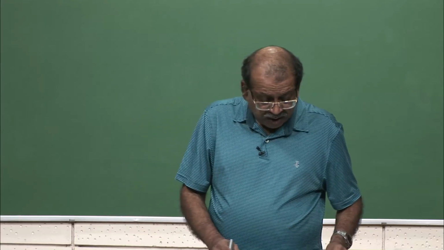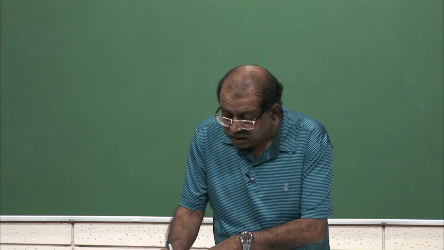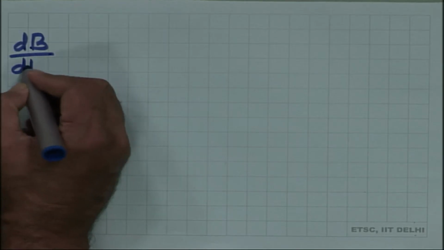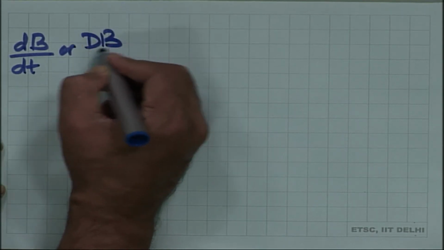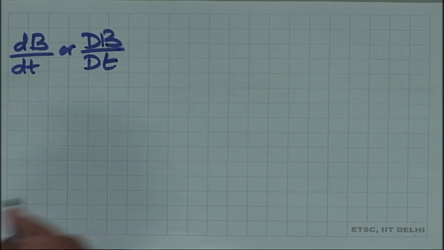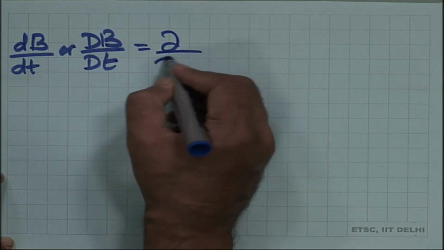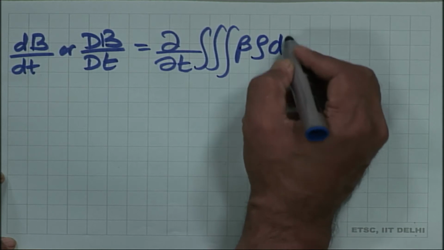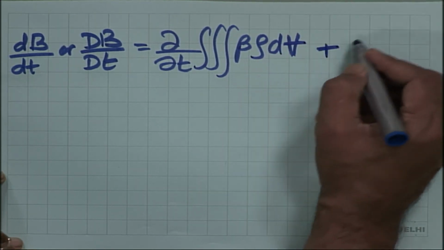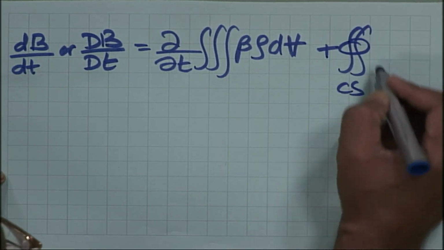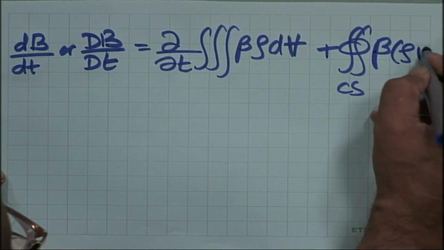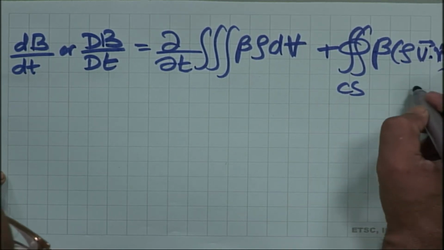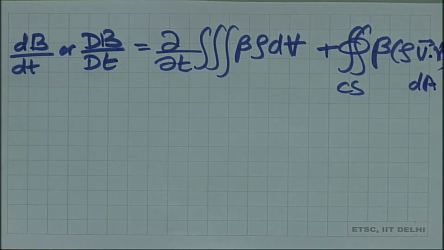So, therefore, when I complete this, what I get is dB by dt, which you may also find written in the books as DB by Dt, equal to d by dt of the integral of beta rho dV plus the integral over the control surface of beta rho v dot n dA. So, this is the Reynolds transport theorem.